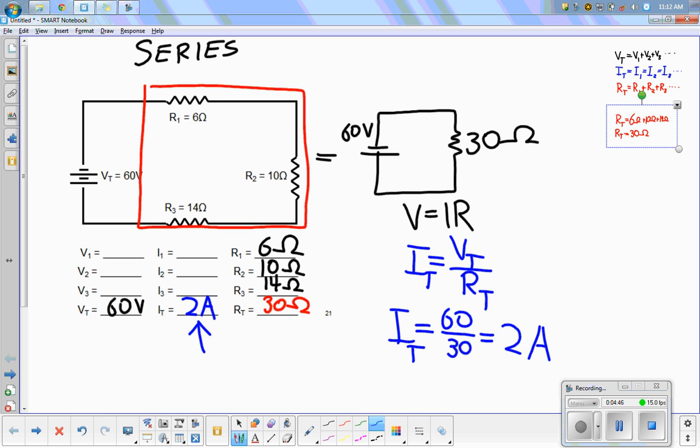And again, because we know current is the same everywhere in a series circuit, we can say it's 2 amps at all points in this circuit. Using this info now that we know the current at each point in this circuit, let's put that info aside.